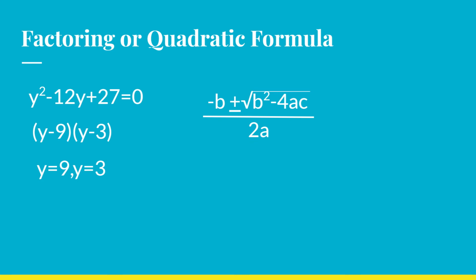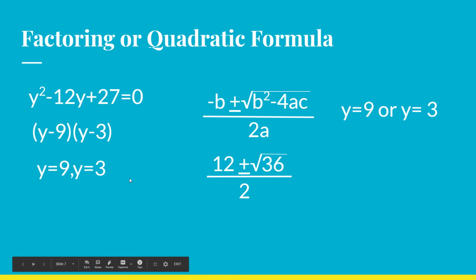I wrote the quadratic formula here, but I actually simplified it a lot. So the square root of 144 minus 4 times 1 times 27 is the square root of 36, if you're wondering how I got 36. And then the 12 is negative 12, and the 2 is from the a. Then I separate this into two equations and solve from there. So 12 plus the square root of 36, which is 6, so 12 plus 6 is equal to 18 divided by 2 equals 9. So y equals 9. And 12 minus 6 is 6, divided by 2 is 3. So we got two solutions here.